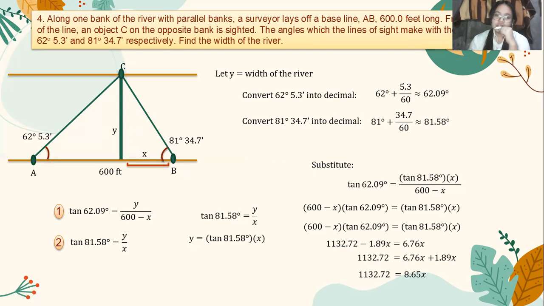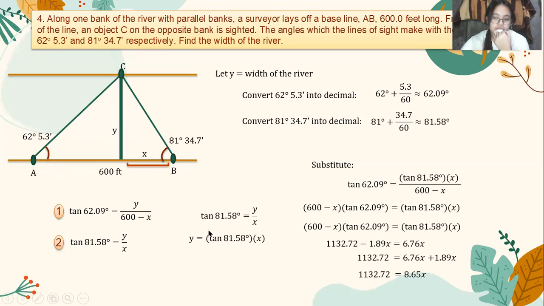Since we already have our angles, we will create our equations. Equation 1: tangent 62.09 degrees is equal to y over 600 minus x, because tangent is opposite over adjacent, where the opposite is y and the adjacent is 600 feet minus x. Then equation number 2: tangent 81.58 degrees is equal to y over x, with the opposite y and the adjacent x.